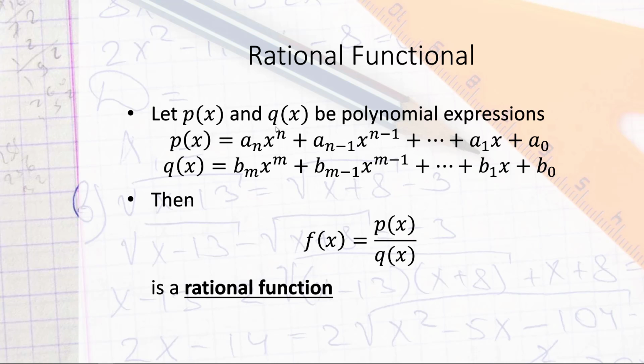Well, what is a rational function? That should have said rational function, not rational functional. Well, let's let p of x and q of x be polynomial expressions, or polynomial functions. Basically the functions that we've talked about in Chapter 6, polynomials. Then the ratio of p and q is a rational function. So basically a rational function is nothing more than a ratio of two polynomial expressions, and that's it.